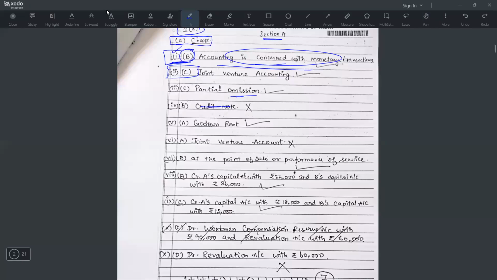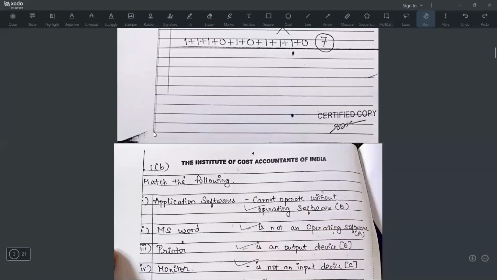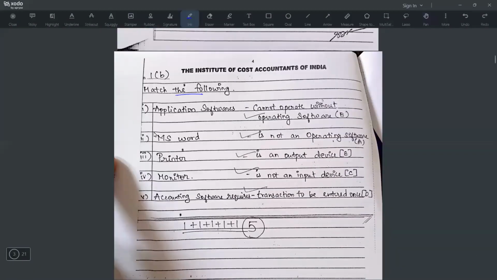If the question paper tells you to write only the question number and only the option, then write only 2C, 3C, like this. If the question paper doesn't mention anything about that, write it fully. You will present "choose" on one page, and then on the second page, you will present "match the following".